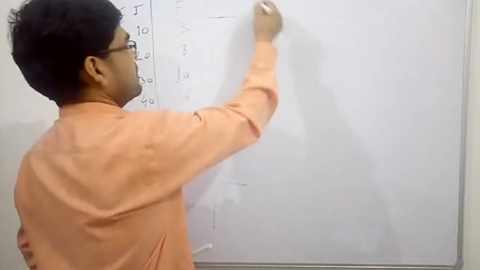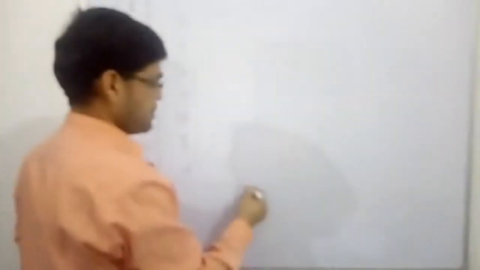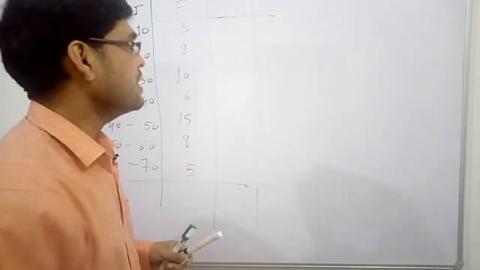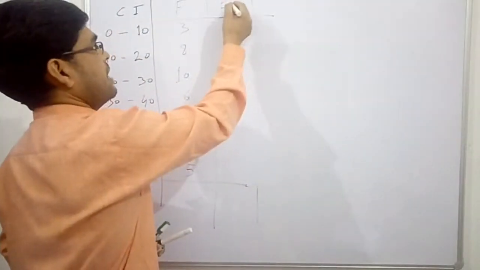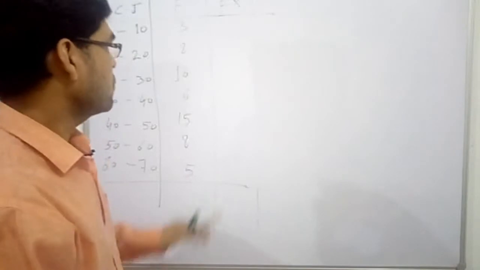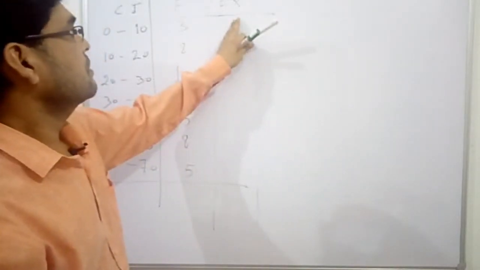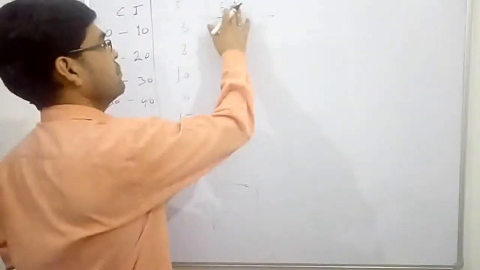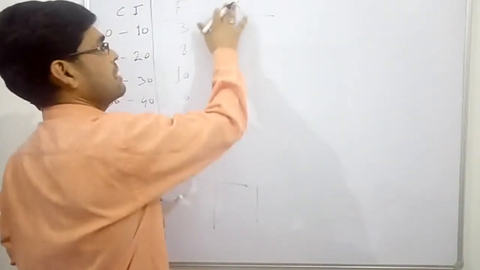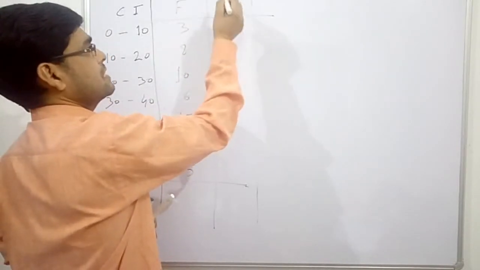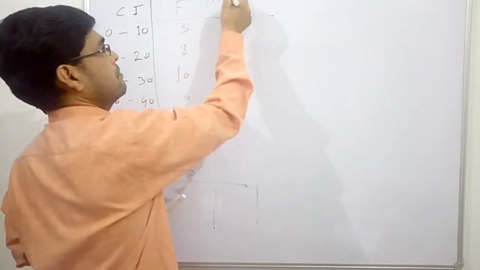Here we are calculating the standard deviation by the direct method. In the direct method we first need the mean, and for the mean we need the multiplication of f and x. But we don't have x here, so first we need x. Then only we will apply f with this x. This x is nothing but the mid value.